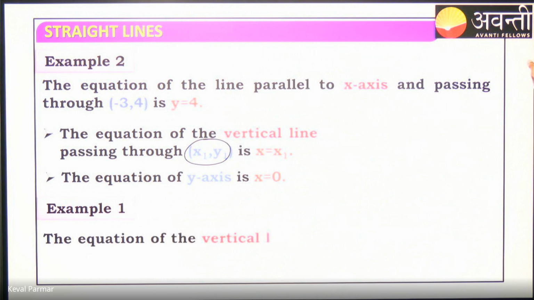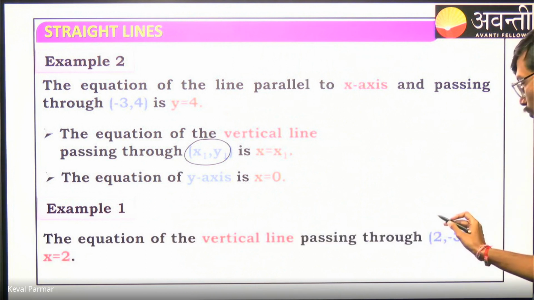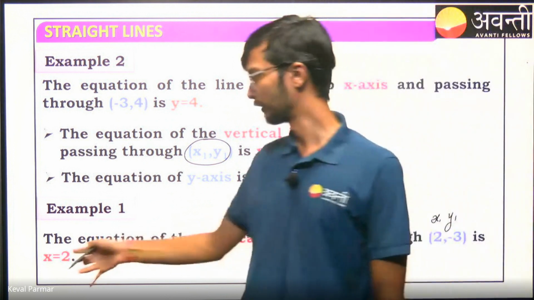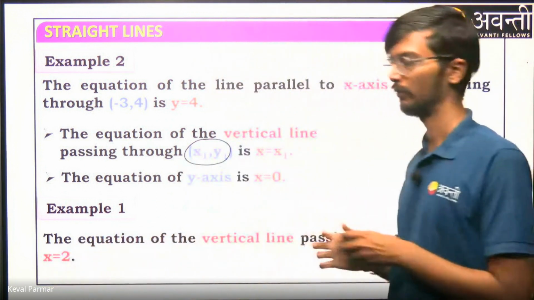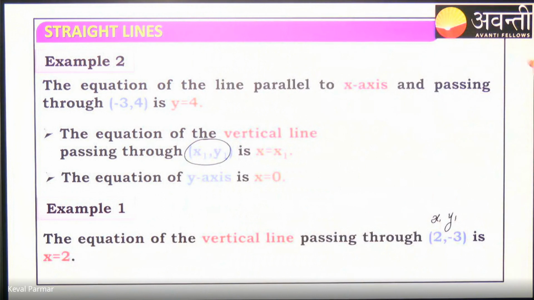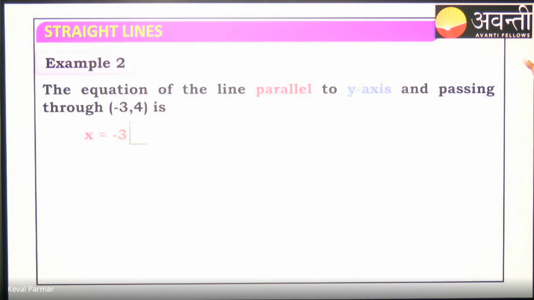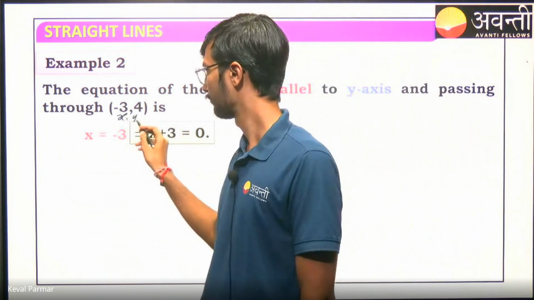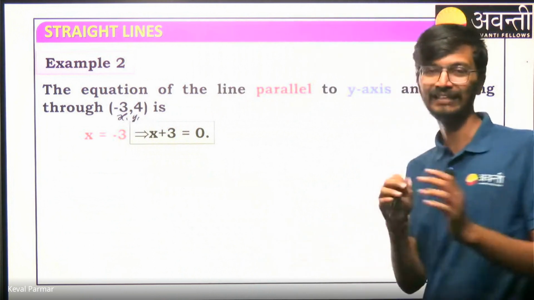What do we have here? x equals 2, because this is x1, this is y1. So x equals x1. That means x equals 2 will be the equation of the line. I think this is all a revision of your 10th standard. But still, same here. This is x1, this is y1. The equation will be x equals minus 3.